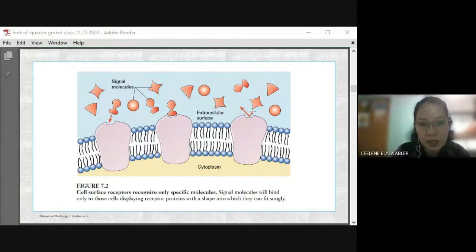Notice this one actually bounced off. It's because the shape of this molecule cannot conform to this shape. So it's not the perfect key, the susi to your lock. What we call this in biology is the lock and key model. We'll be discussing it in quarter 2 pa muna.